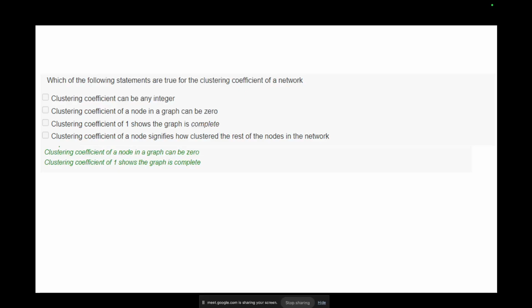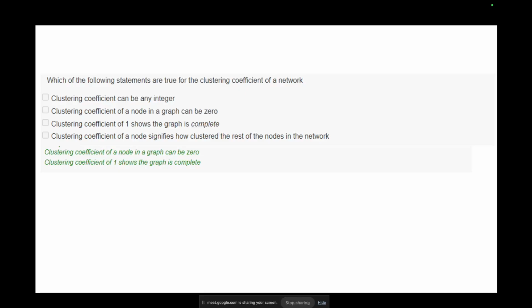Clustering coefficient of 1 shows that the graph is complete and it's completely connected. There are no more connections left. So that is how you define a complete graph. So clustering coefficient of a graph shows that the graph is complete. And the final option, so B and C are already correct. The final option, clustering coefficient of a node signifies how clustered the rest of the nodes in the network are.